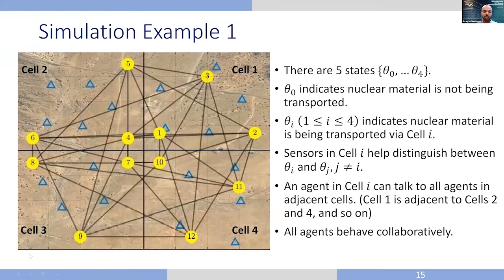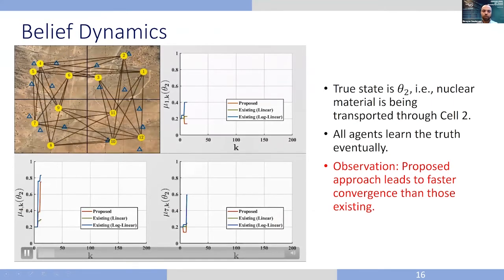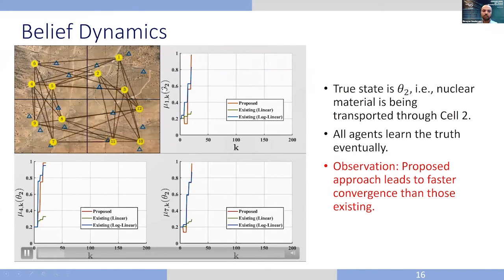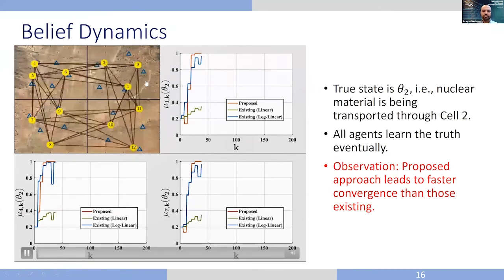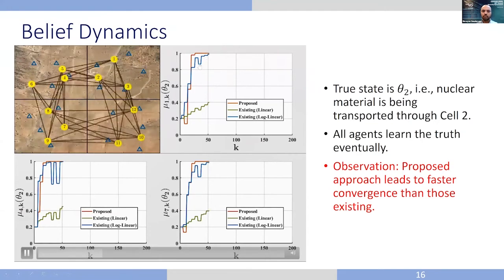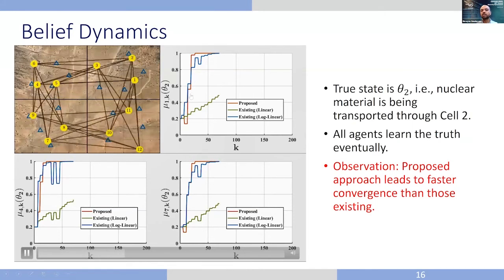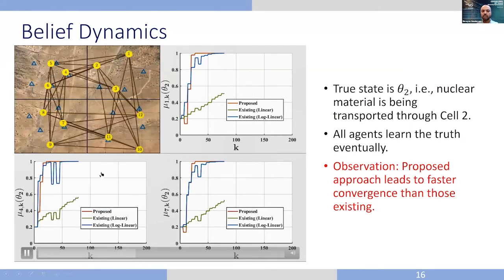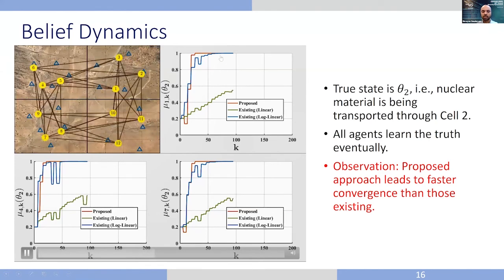So here's a simulation. I'm going to be plotting the belief on the true state, which is theta 2, right? Nuclear material is being transported through cell 2, on 3 different agents in this network. The red curve is our algorithm, and the blue and green curves are 2 different algorithms. And we can see that our algorithm does allow these agents to learn the true state rapidly, faster than existing algorithms.